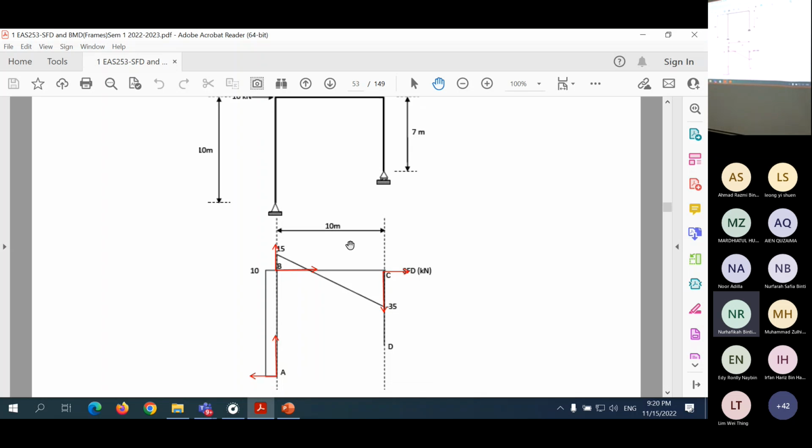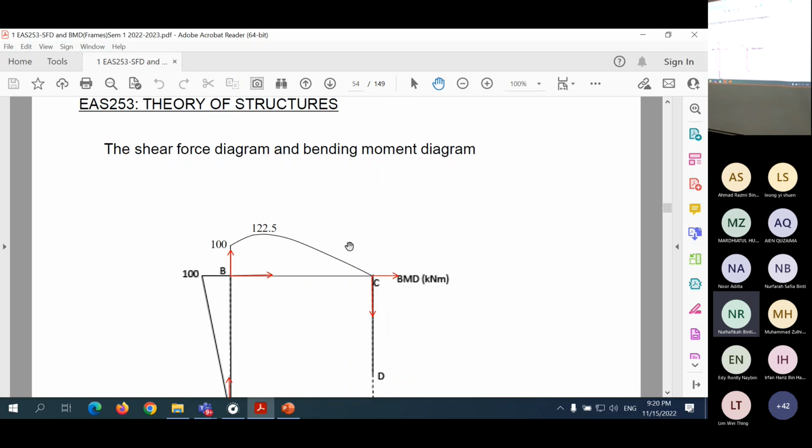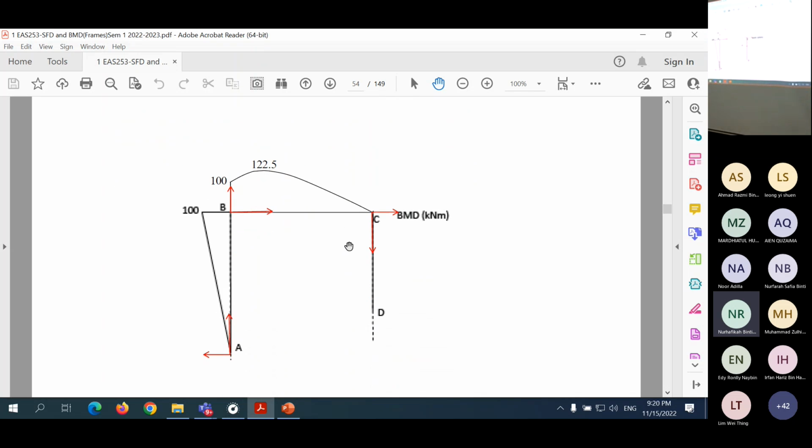Then for the bending moment diagram, this is the bending moment diagram for this frame. For A to B, you have constant. A is simply supported, so moment is 0. From B to C, there is a uniformly distributed load, so it is a curve. Then there is a shear 0 point here. That's why we have a maximum bending moment here. And then this member is all 0.